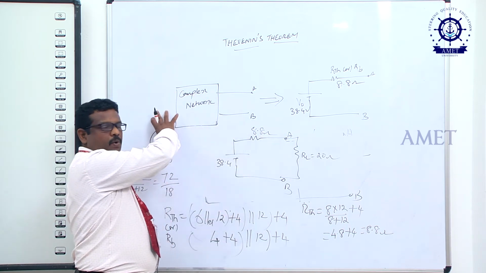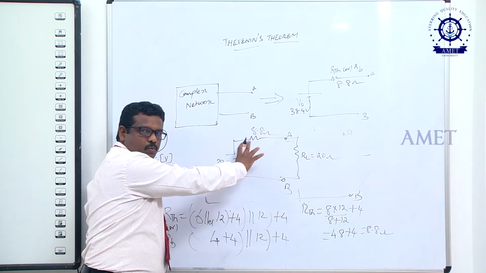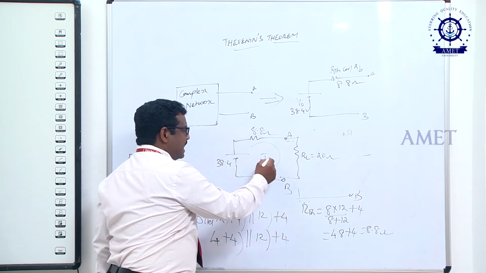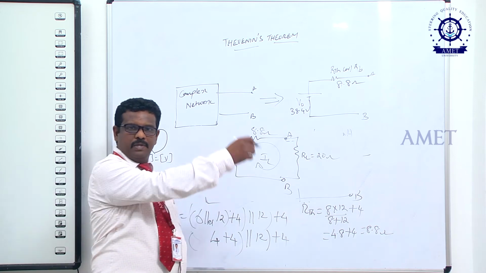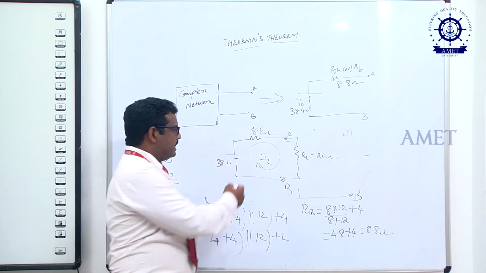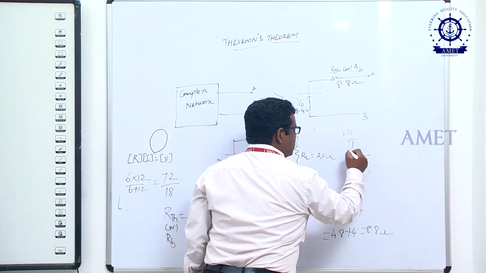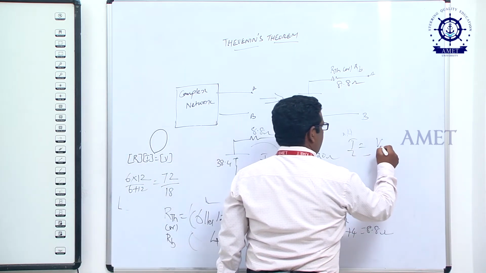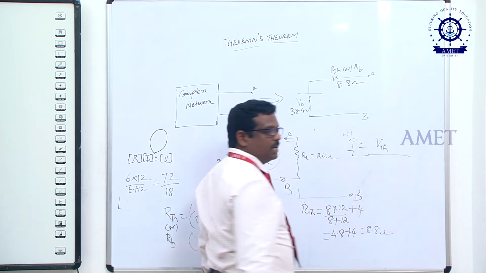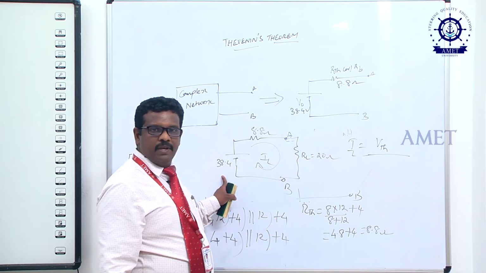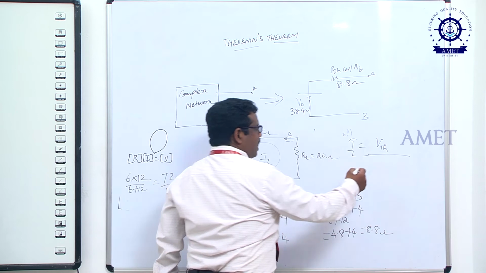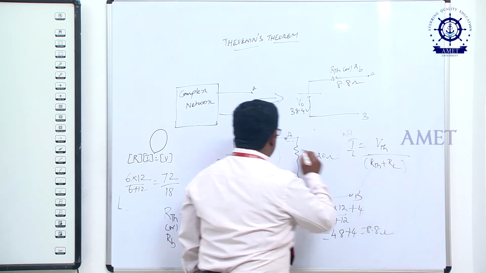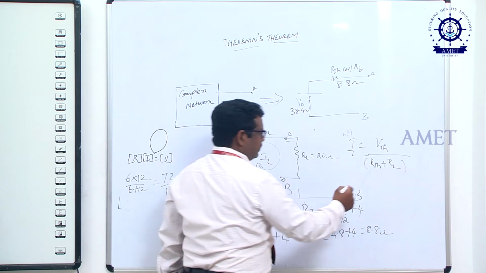Any complex network can be simplified into a small network. This will become a single loop. Only one loop we have made, so it is easy to find the load current. I is equal to V by R. The load current IL is equal to VTH, the open circuit voltage, the Thevenin's voltage, divided by R. R is the Thevenin's resistance plus the load resistance. This and this are in series.